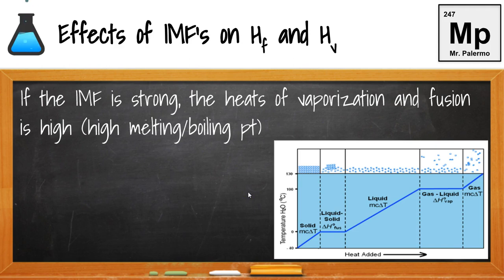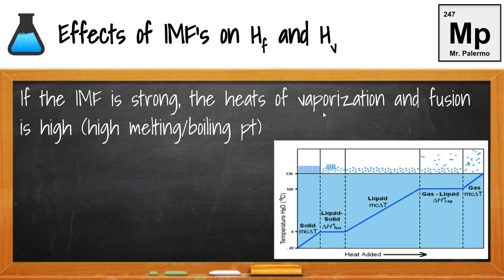What are the effects then of the intermolecular forces on the heat of fusion and the heat of vaporization? Well, if you recall, what is holding atoms or molecules in certain phases, solid, liquid, or gas, are these attractive forces between these atoms or molecules. And so if the attractive forces, in this case the intermolecular forces, are stronger, that means it's going to require more energy to overcome them to separate these atoms or molecules. And therefore, the heat of vaporization and the heat of fusion is going to be higher due to this increased amount of intermolecular forces. So higher melting point, higher boiling point, stronger intermolecular forces, higher heat of fusion and heat of vaporization.